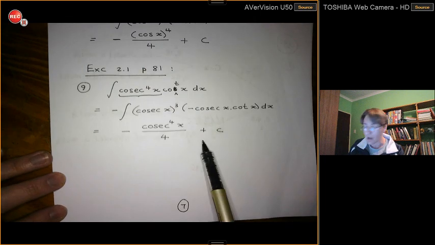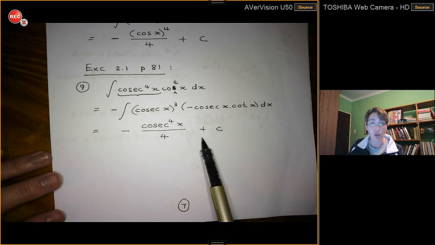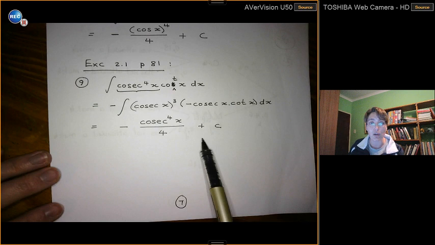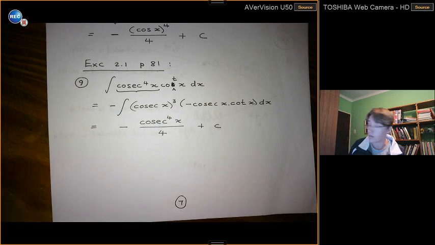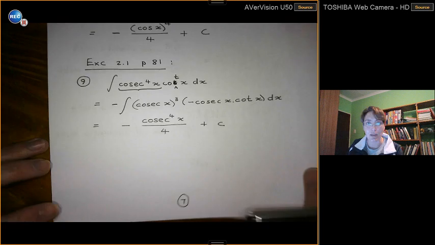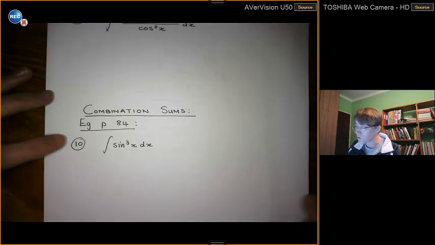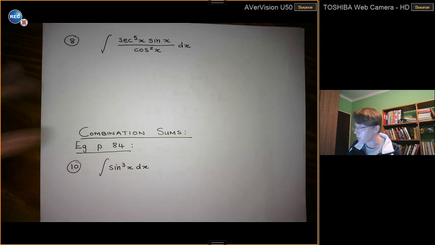I will then just double check this and hopefully send you a little message making sure that this was in fact a typing error. But this one works out perfectly, so I'm hoping this is the correct version. Okay, right, next one. Now this one is also in that exercise 2.1 on page 81.